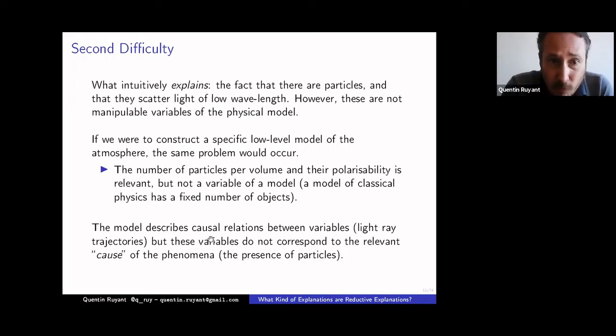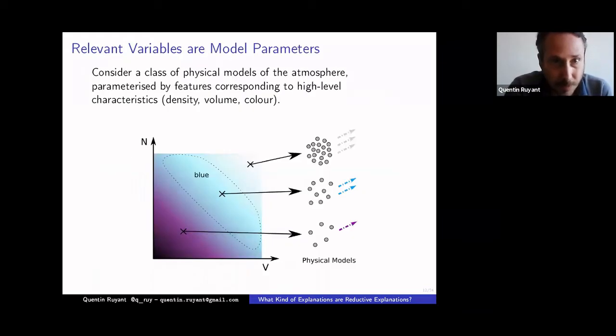So in sum, we have low-level models that describe specific configurations. We could construct such models, and they describe causal relations between variables such as light ray trajectories. But these causal relations do not seem to be what is relevant for the explanation. They do not seem to correspond to the relevant cause of the phenomena, which is simply the fact that there are particles in the sky and the laws of physics.